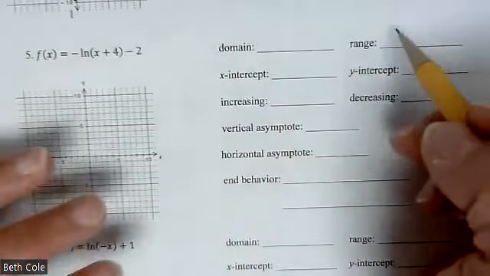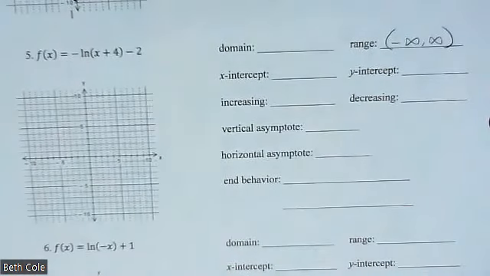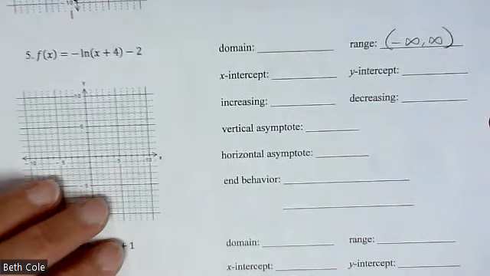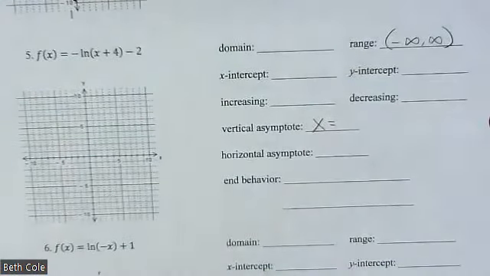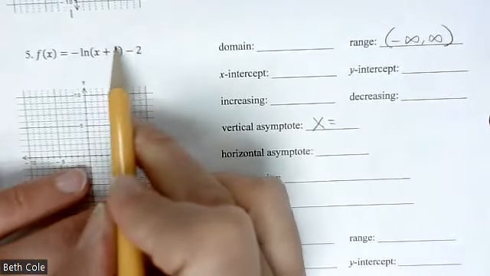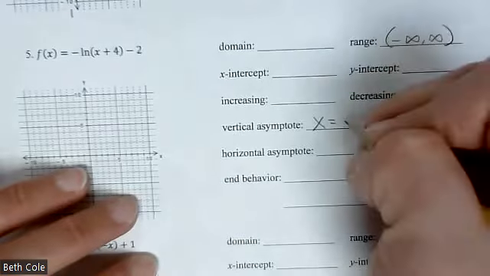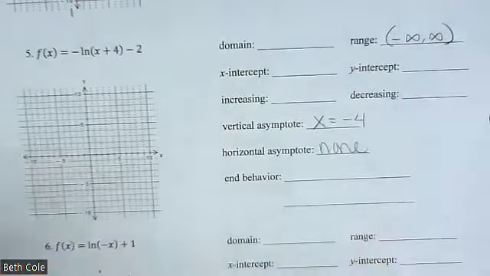What is our range? All reals? And then what else can I fill in? All right, vertical asymptote would be x equals, and then you think about, did it move left or right? Yeah, left 4. So it would be x equals -4. Horizontal is none.